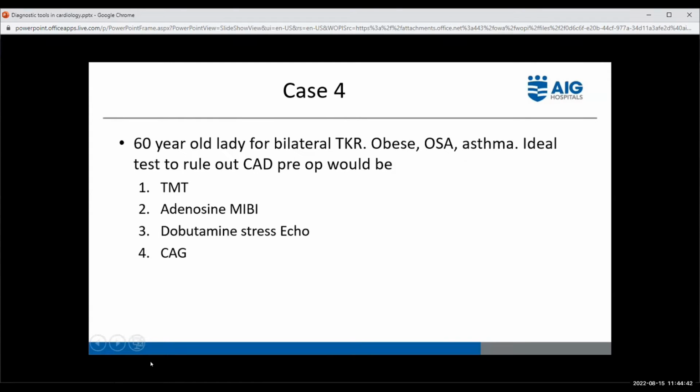Case 4. A 60-year-old lady for a bilateral TKR and a routine pre-op evaluation. So what to do? TMT, adenosine or dobutamine stress echo, or CAG.